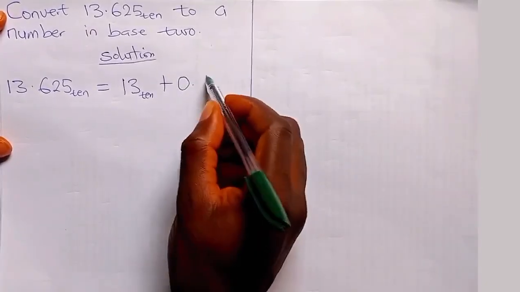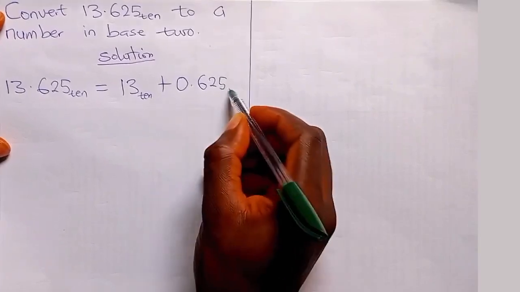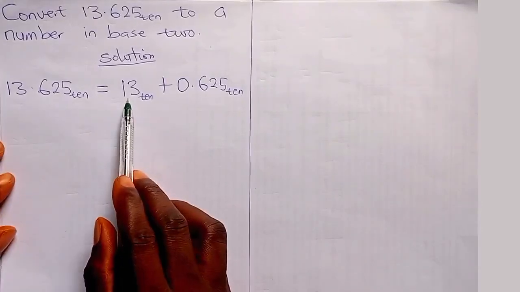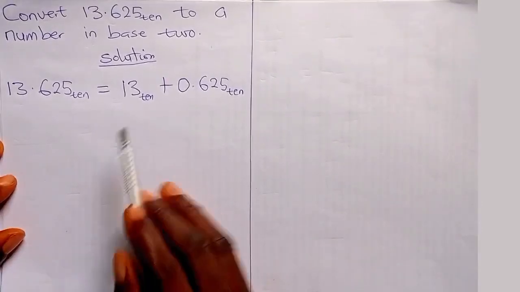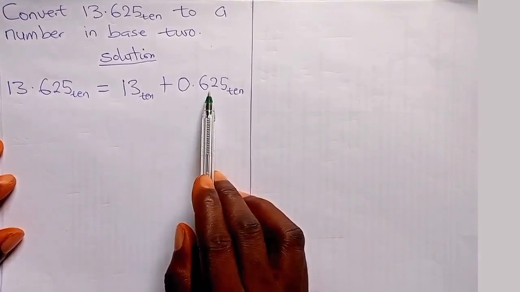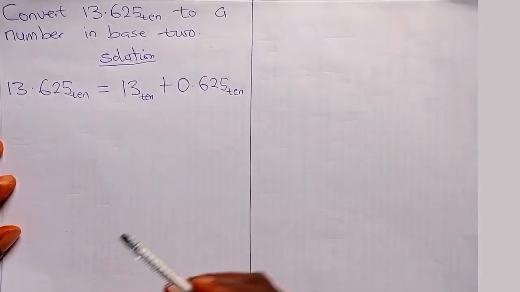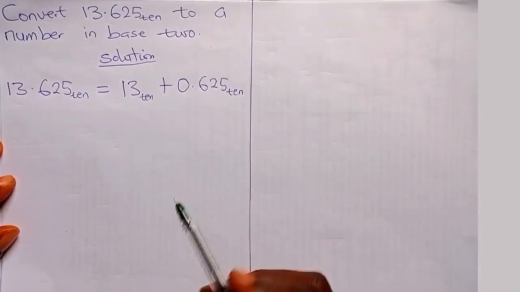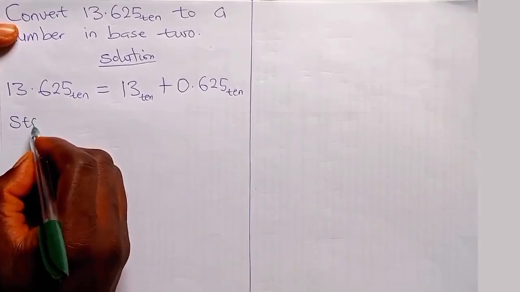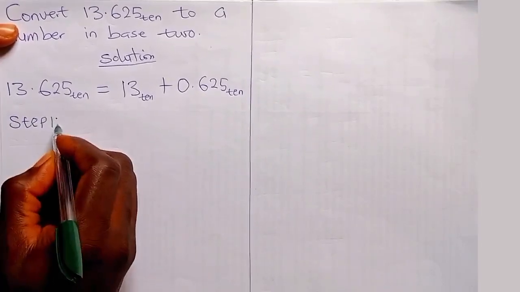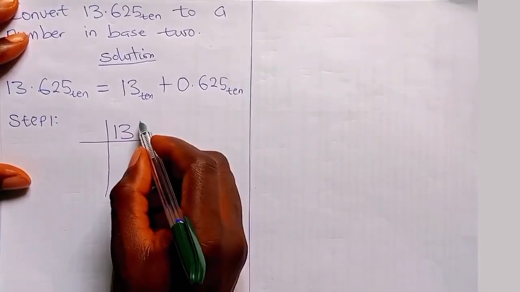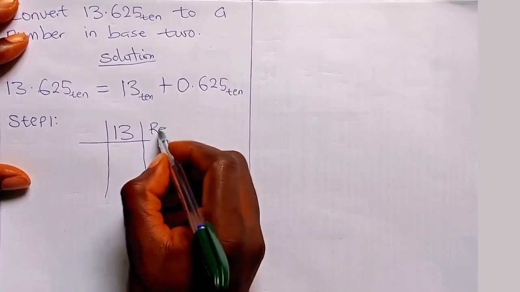0.625 in base 10. So what you should do next is to pick the whole number part, which is 13, and use the remainder method to convert it to base 2. Then we go to the decimal part and use the multiplication method to convert it to base 2. That is step 1. Remainder.